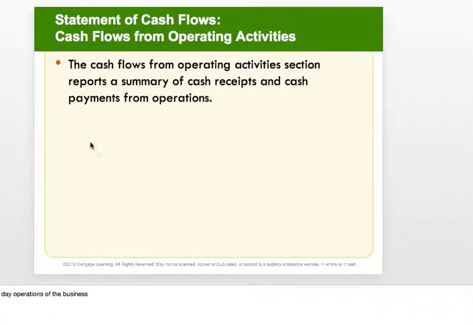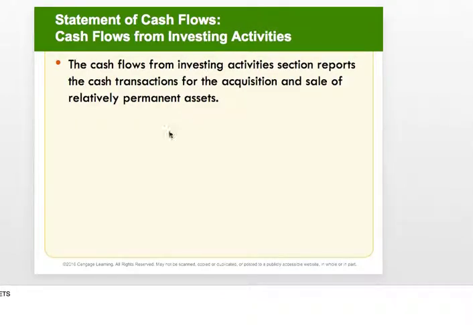So it says that the cash flows from operating activities reports a summary of cash receipts and cash payments for operations. So I'm going to add to that definition down here just so that you know the operations are the normal everyday operations of the business. So those are cash flows that happen day in, day out, just because you're operating your business. The next section is investing activities. And investing has to do with long-term assets. It's the acquisition and sale of relatively permanent assets.